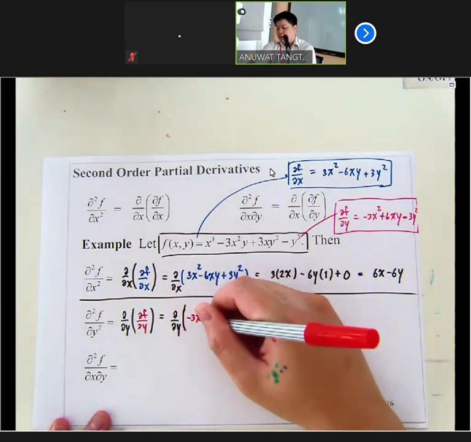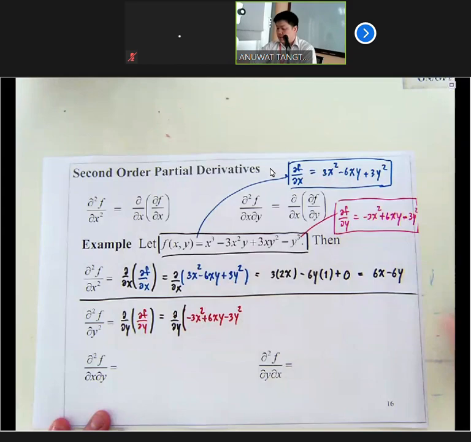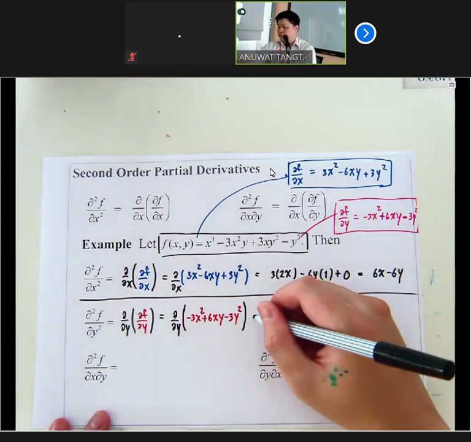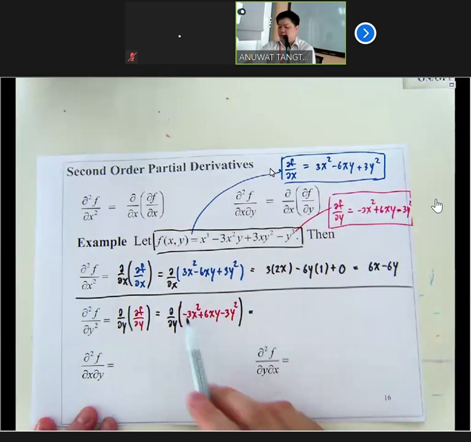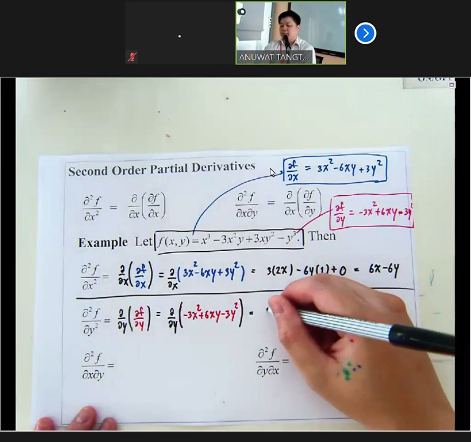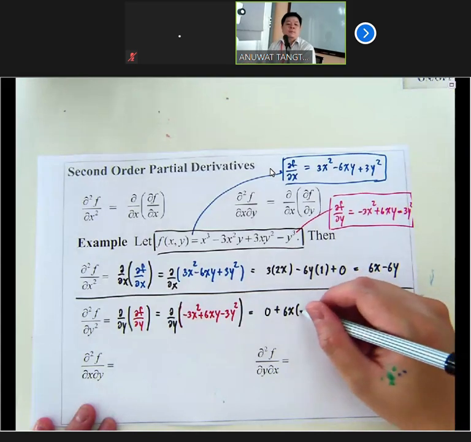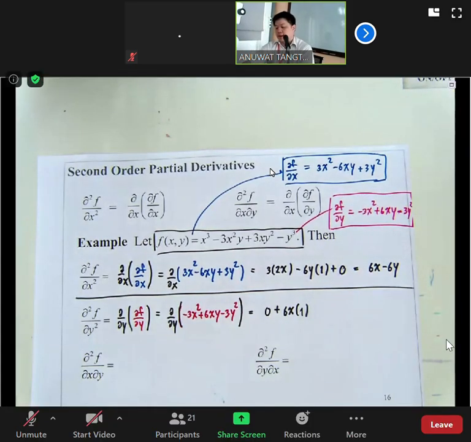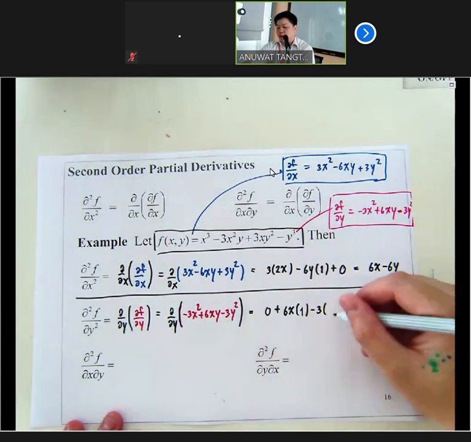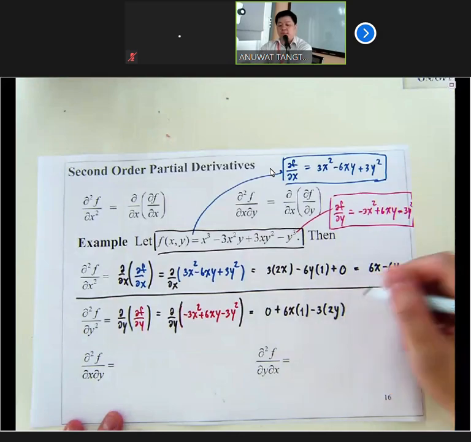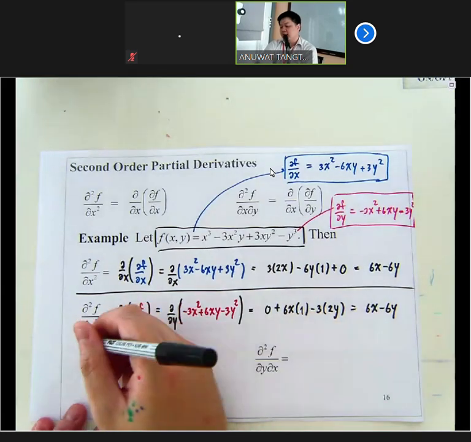One down. So this result becomes minus 3. Oh, sorry. Minus 3x squared is constant, so it becomes 0. The next step, we take 6x out, and dy by dy becomes 1. And lastly, minus 3 out, and the derivative of y squared becomes 2y. So this becomes 6x minus 6y. Oh, it's just coincident that they are equal.